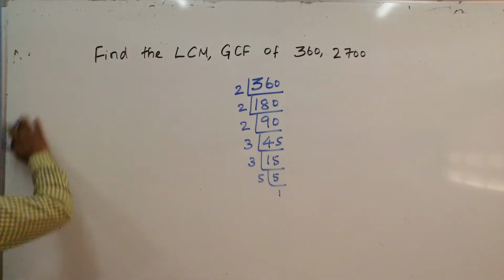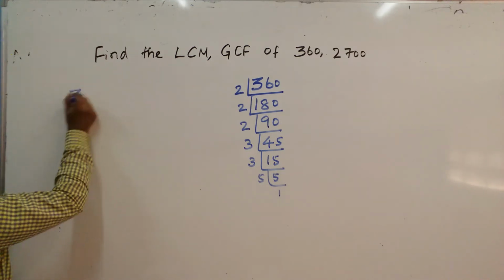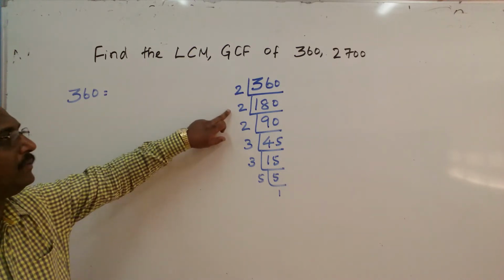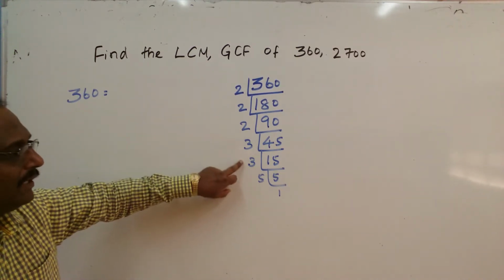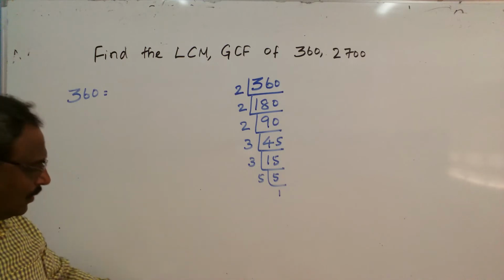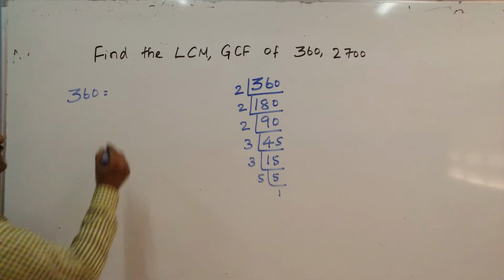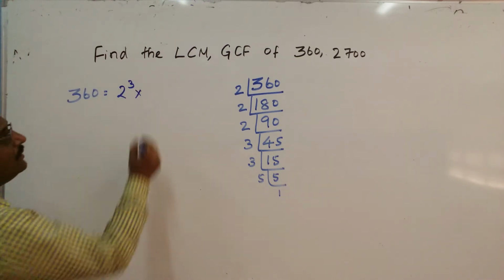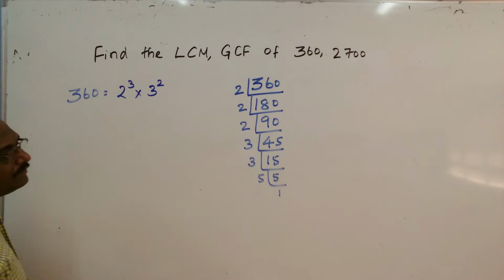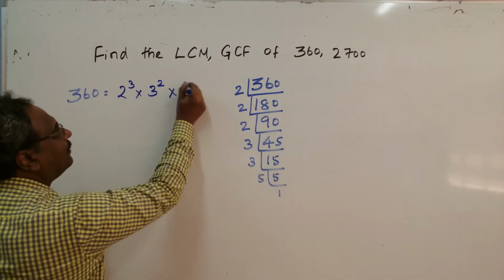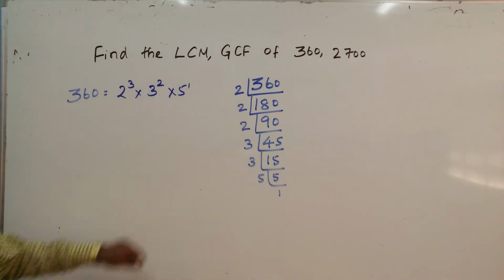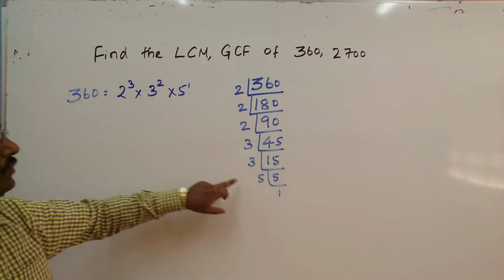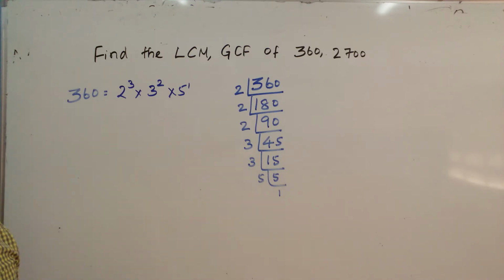So the prime factorization of 360 is 2 multiplied by 2 multiplied by 2, 3 multiplied by 3, 5 multiplied by 1. Isn't it? So how can I write this? This is 2 three times, 3 two times, and 5 one time. That is 2 power 3, 3 power 2, and 5 power 1.